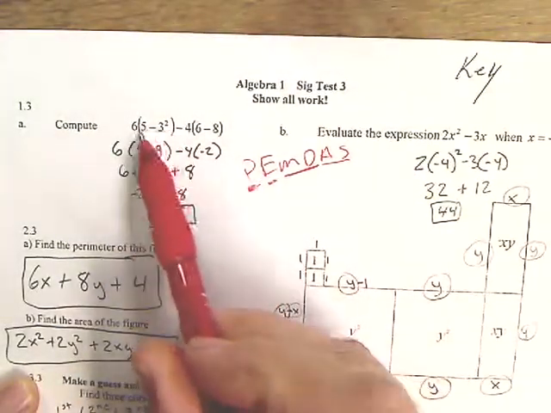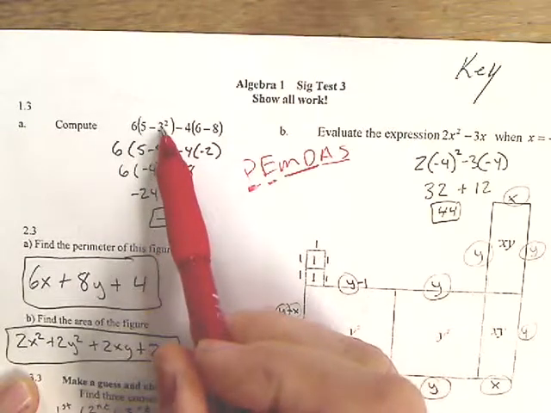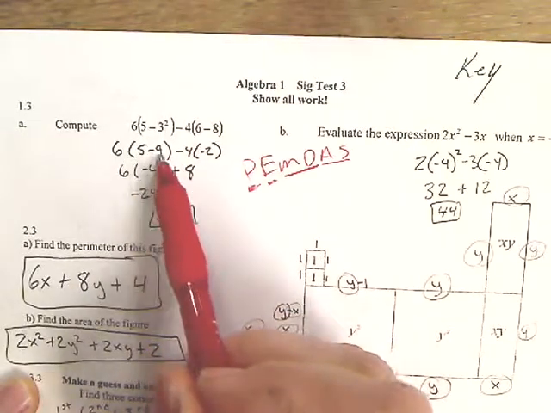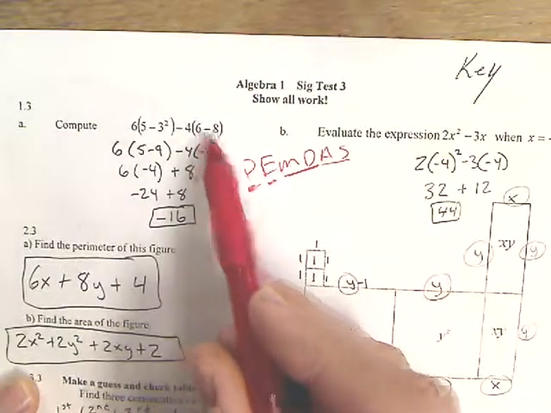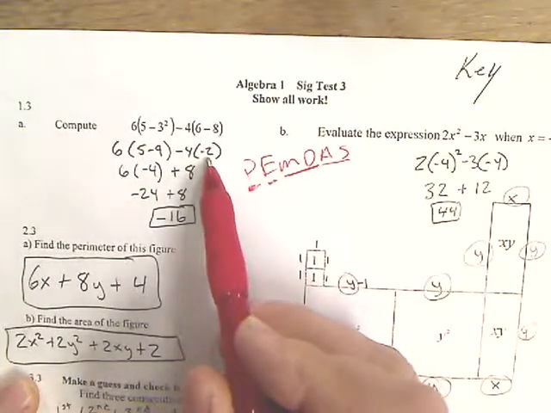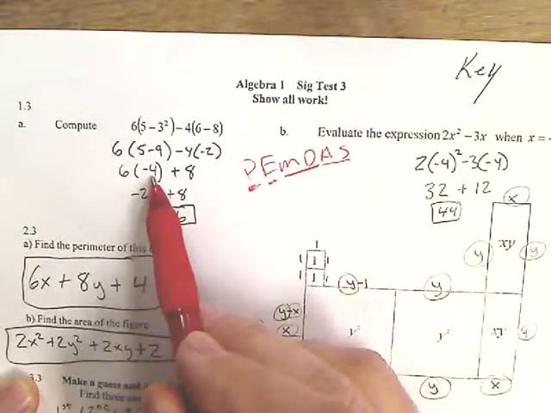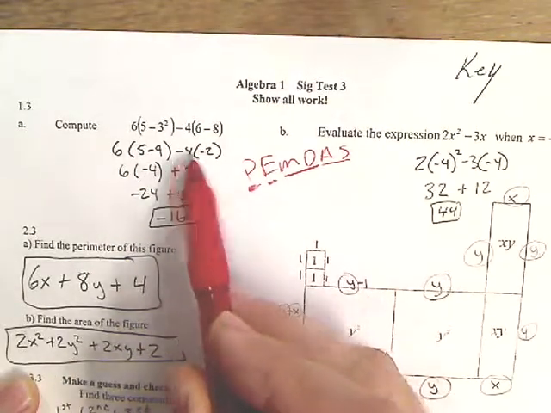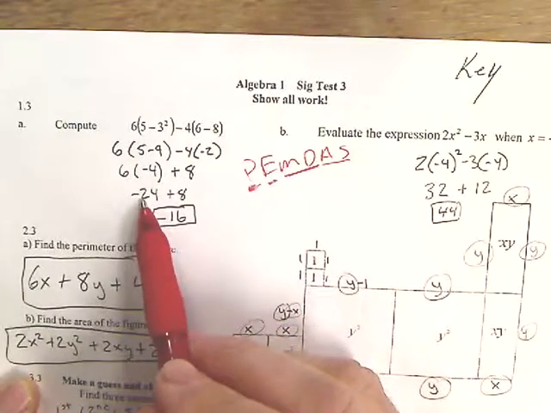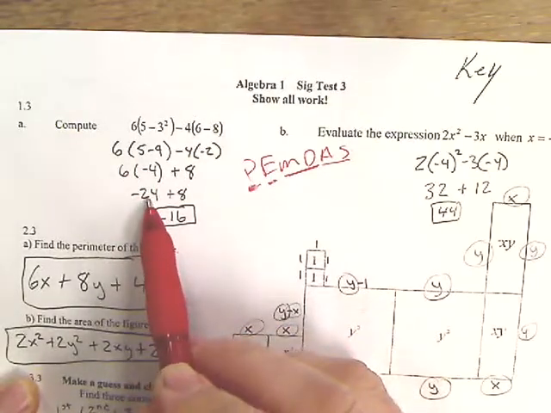So inside the parentheses, I'll square it. That gives me 5 minus 9. Inside the parentheses, subtract them, negative 2. Now that just gives me a negative 4. Multiply these guys together. Negative times negative gives me a plus 8. Negative 24 after I multiply those two together, and then just add them.